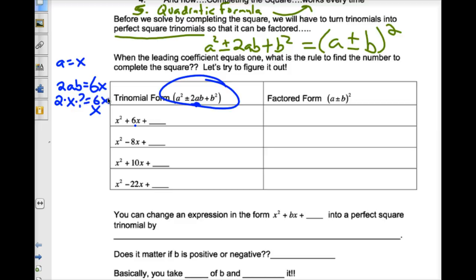What is the question mark that would make that true? 3. Not C. B is 3. And look how I did that. Use the vowel. 2AB, but instead of using B, I used a question mark. So B is 3 because if I put a 3 there, 3 times 2x makes 6x.